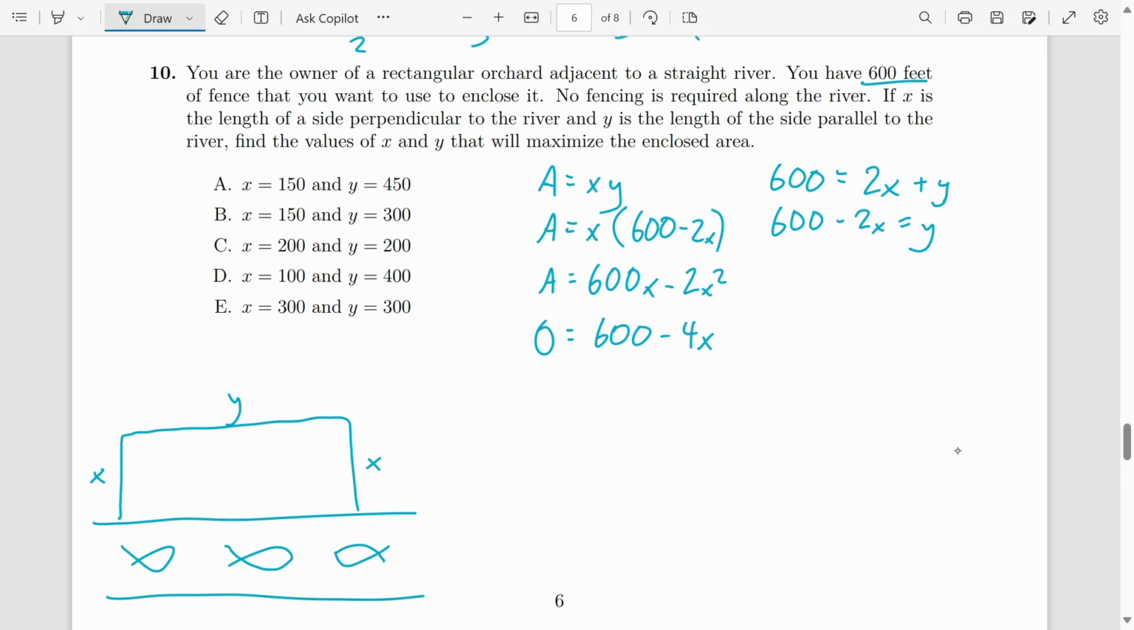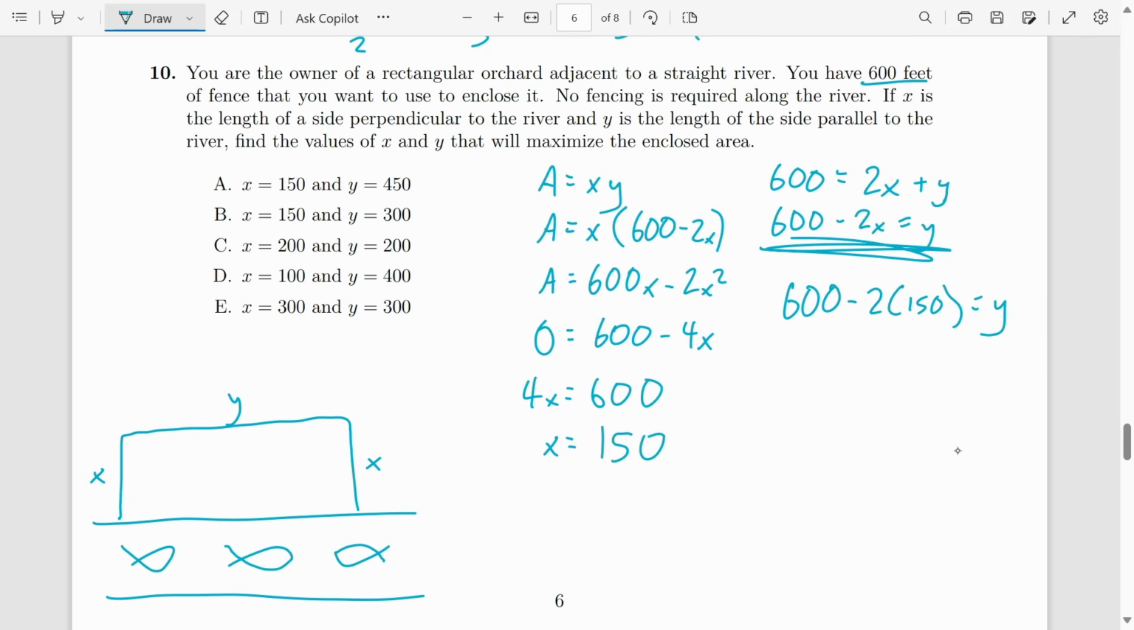Solving for x, we can add 4x on both sides. So 4x equals 600, and dividing everything by 4, x equals 600 divided by 4, that is 150. There we go, that is the value of x that we want. Now we just have to find the value of y. We can use what we found up here, where 600 minus 2x equals y. So 600 minus 2 times 150 equals y, and putting everything together, we get 300 equals y. So this is answer choice B.